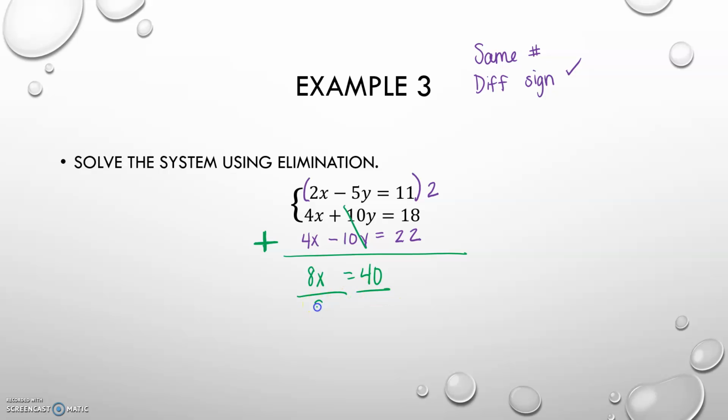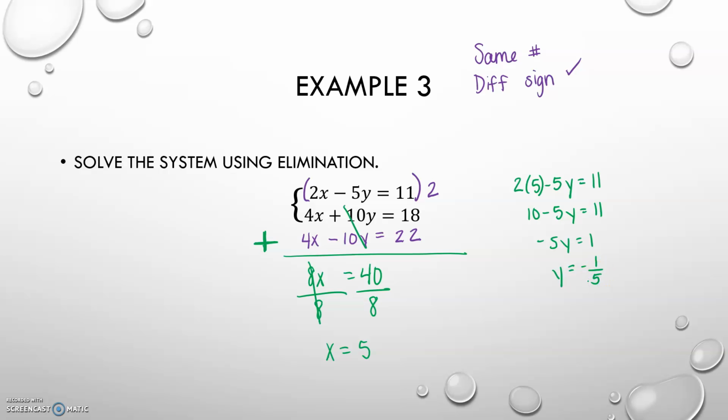And then I'm going to divide both sides by 8, and x equals 5. Checking my work, I'd get 2 times 5 minus 5y equals 11. So 10 minus 5y equals 11, or negative 5y equals 1. So y is going to equal negative 1/5.